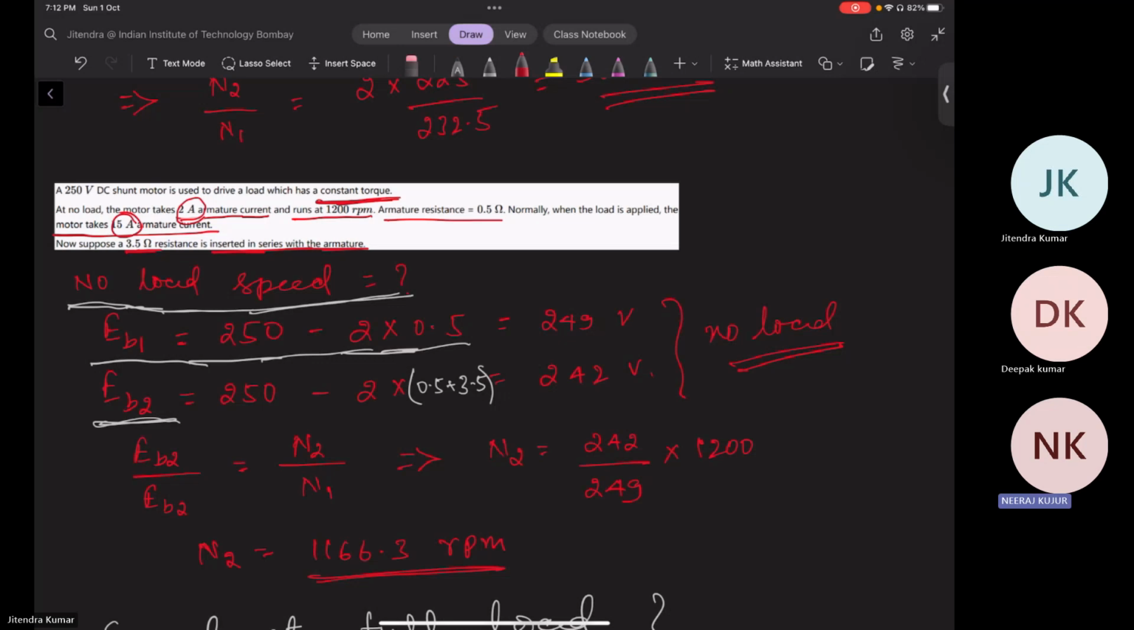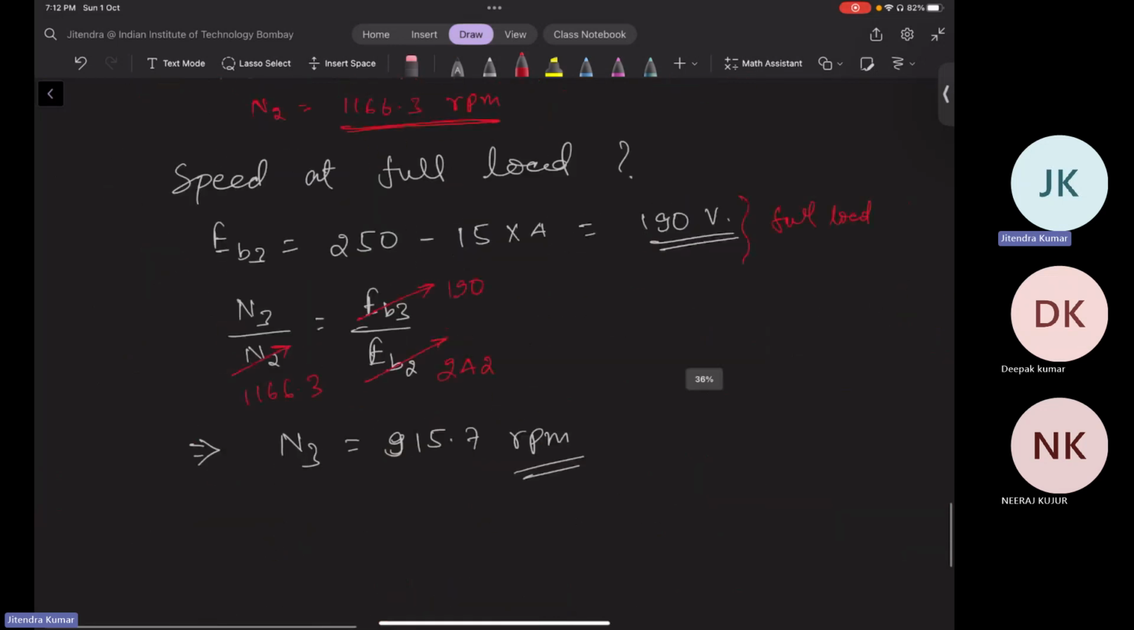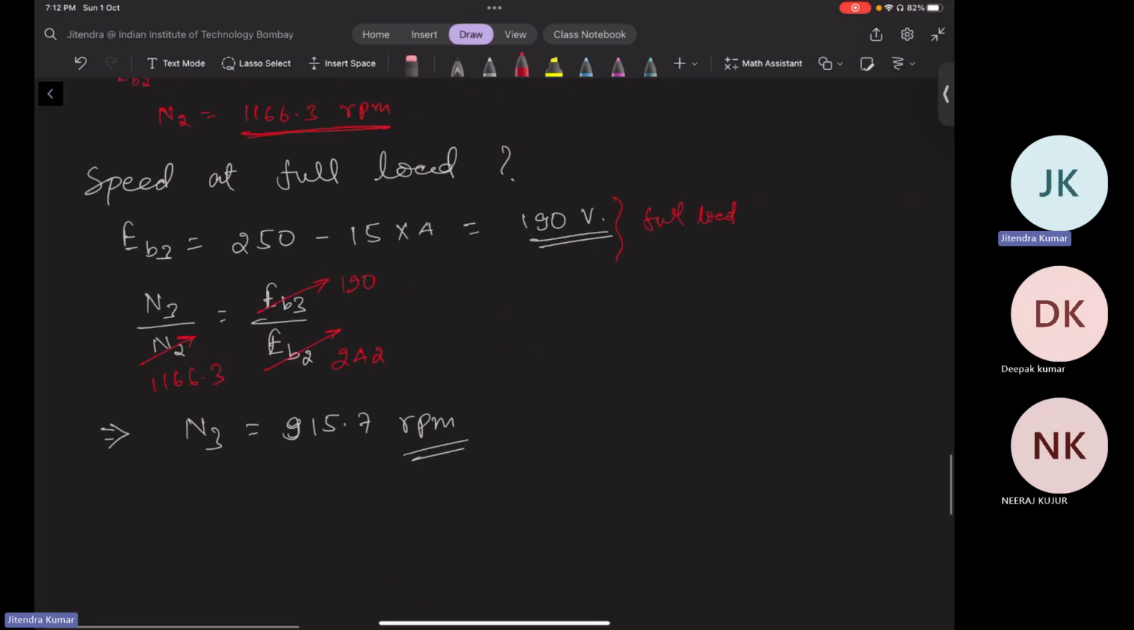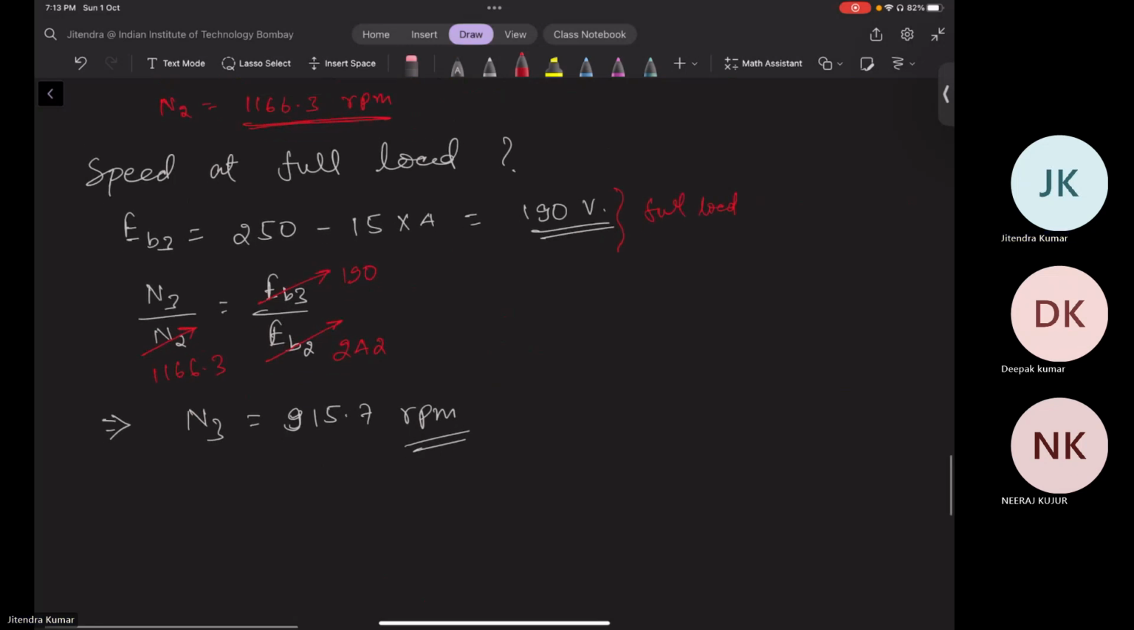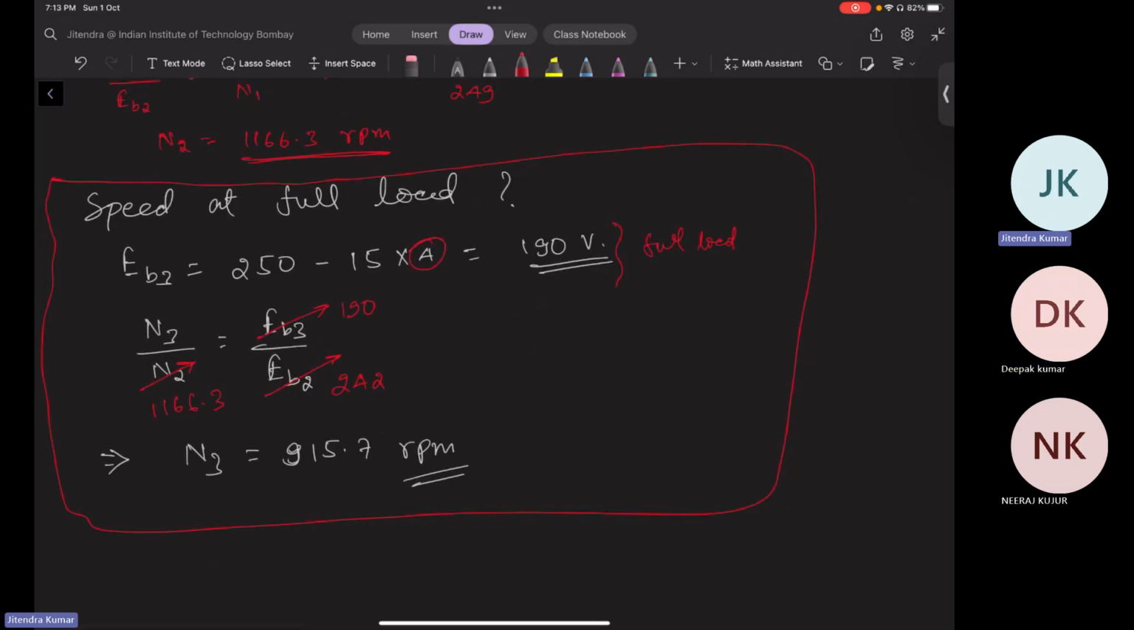I think he missed that point here. Okay, yeah, it happens sometimes. So if you have any doubt, you can revisit it, right? That would be better. But I hope you must have got it by now. So this third part, this portion at full load: at full load, 15 amps of armature current was there, and the resistance was 4 ohm, 3.5 plus 0.5, and we have two conditions, so we can find out the speed, right?